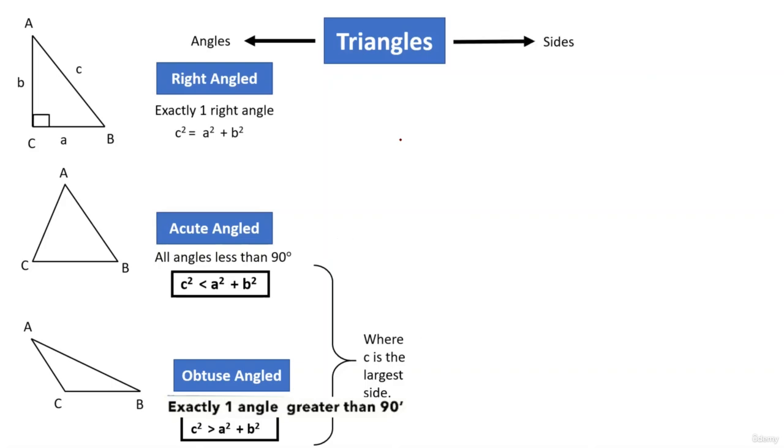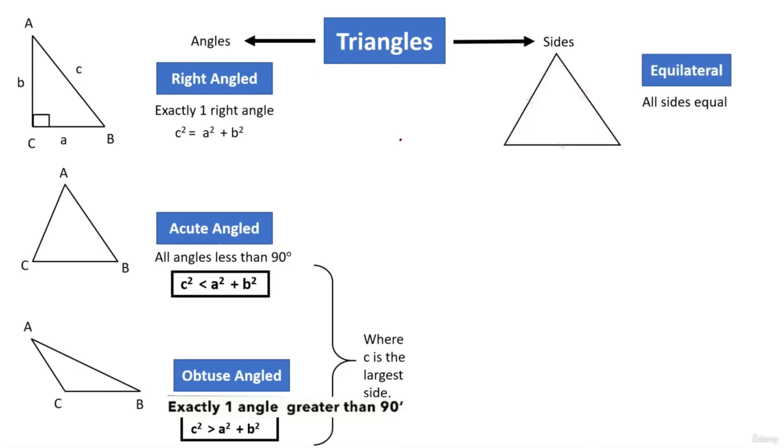Now there is also a different classification of triangles based on the sides. If all the three sides are equal, we get an equilateral triangle, in which all the sides are equal. An equilateral triangle is also an equiangular triangle where all the angles are equal to 60 degrees. 60, 60, 60, what is the sum? 180 degrees, right? We'll discuss the equilateral triangle in detail in the upcoming classes.